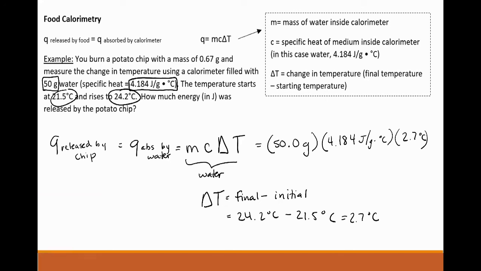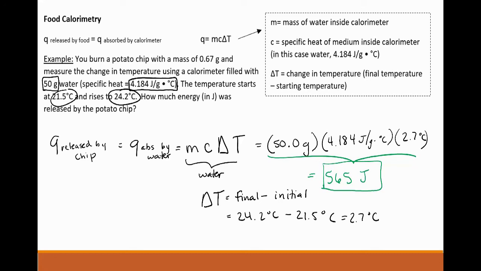Then all of these variables just get multiplied together. So 50 times 4.184 times 2.7. And that gets us 564. And if we round that off, we'll go ahead and call it 565 joules. And we may think, wow, that kind of sounds like a lot.